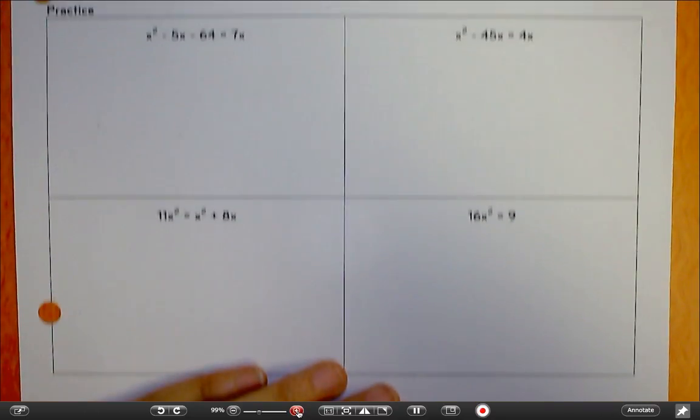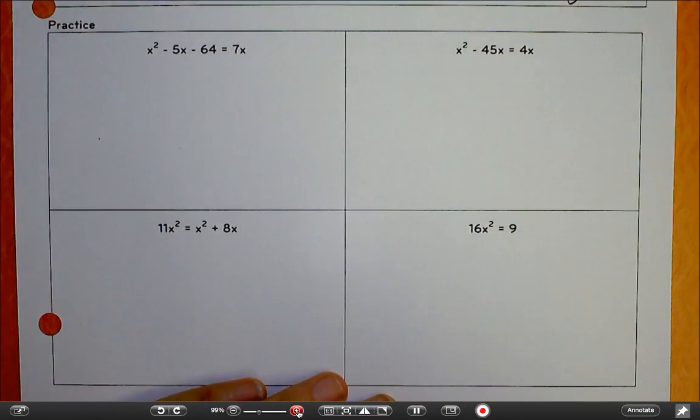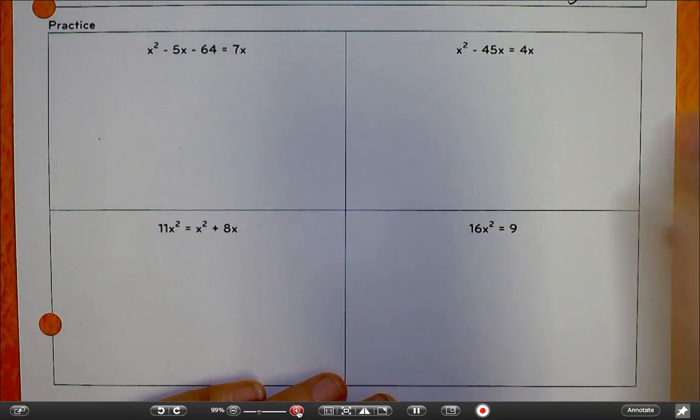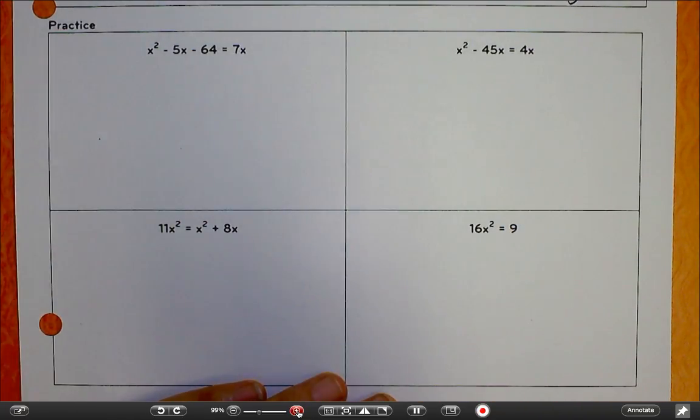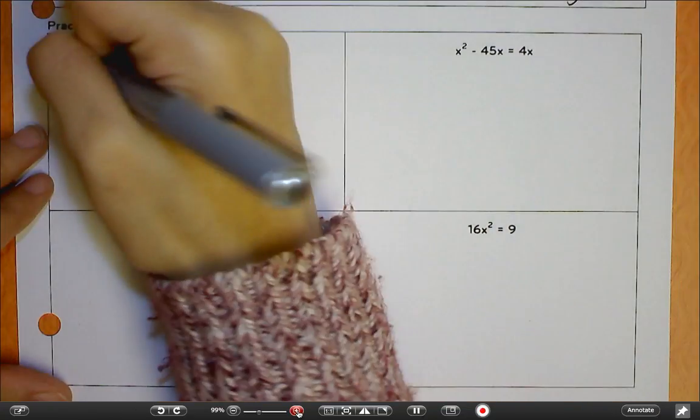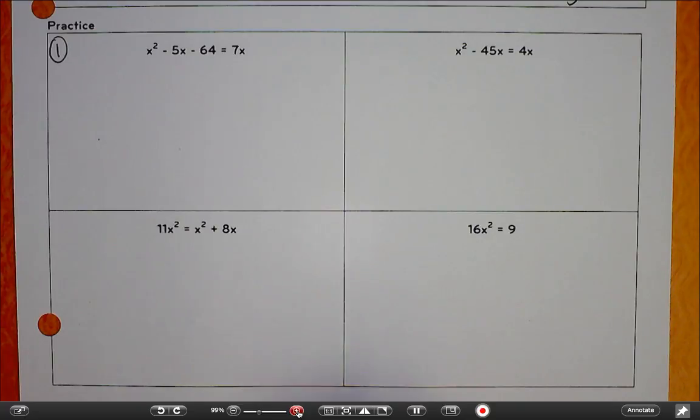And make sure that you pause so that you're copying everything down and that you're spending more time listening to how I'm explaining how to do this than writing. Make sure that you pay attention and listen to the steps that I'm going through. Okay, let's go ahead and go over the very first problem.